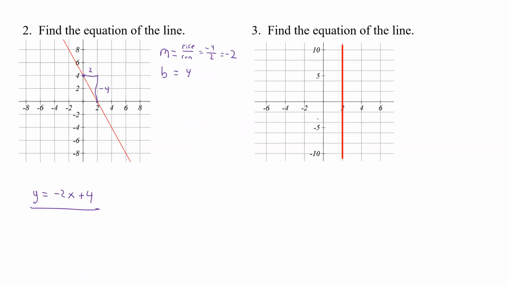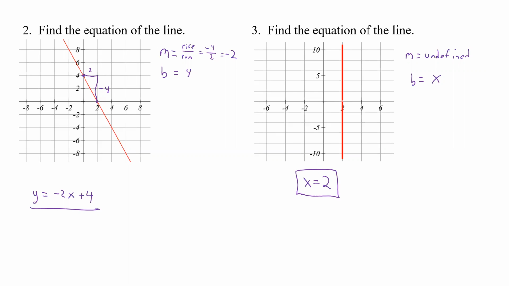Now this one, what about this? Well, this one, guess what our slope is? Our slope is undefined, remember. Because on a vertical line, it's going to be something over 0, and we can't divide by 0, so our slope is undefined. Well, we don't have a b either. B, we don't know that. All we can get out of this is x is equal to 2. So x is equal to 2 is all we get. And that's our equation. That's the whole equation that we can get out of this line.